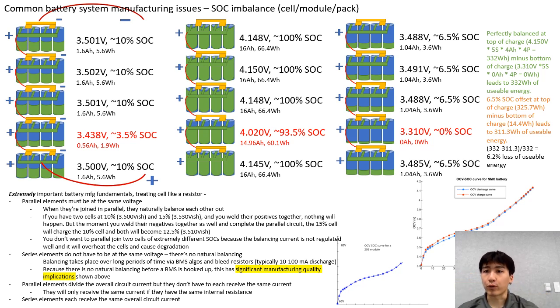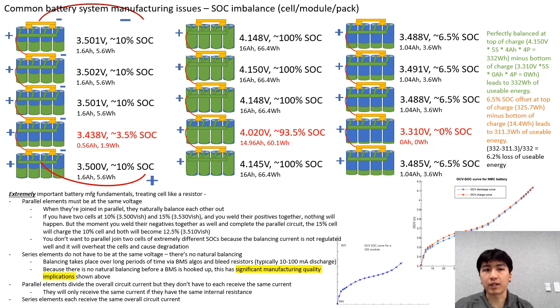So on the very right side, that little bit of text that's green, orange, and black, I'm basically explaining how if everything was perfectly balanced, if all 5 of the groups of cells were perfectly balanced with each other, there would be 332 watt hours at the top of charge, and at the bottom of charge there would be exactly 0. So there would be 332 watt hours of usable energy.